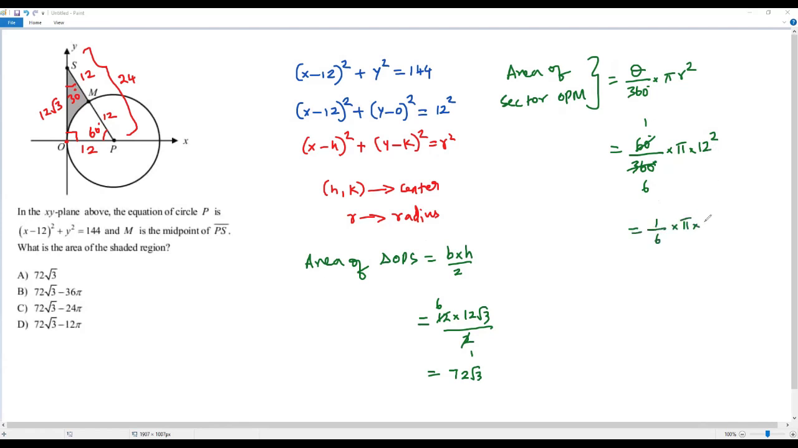Okay, here this 12 square can be written as 12 times 12. Okay, here 6 goes into 6 one times and 6 goes into 12 2 times. So finally we get 1 times 2 is 2. 2 times 12 is 24. That is we get 24 pi. Okay, here I got the area of the sector.